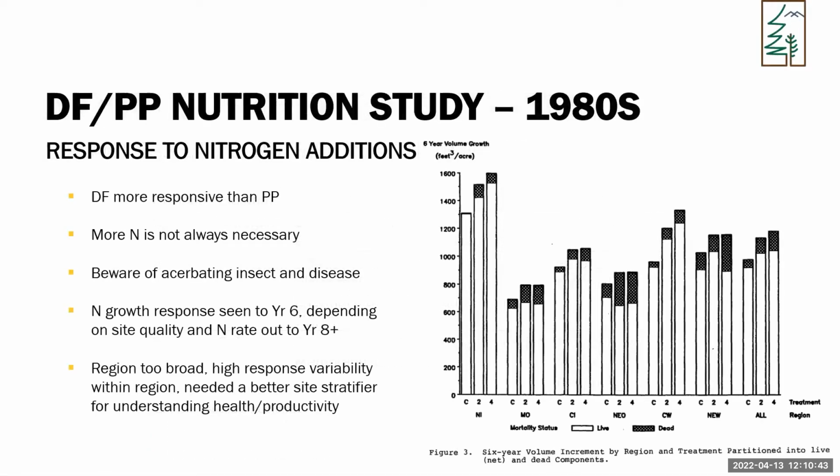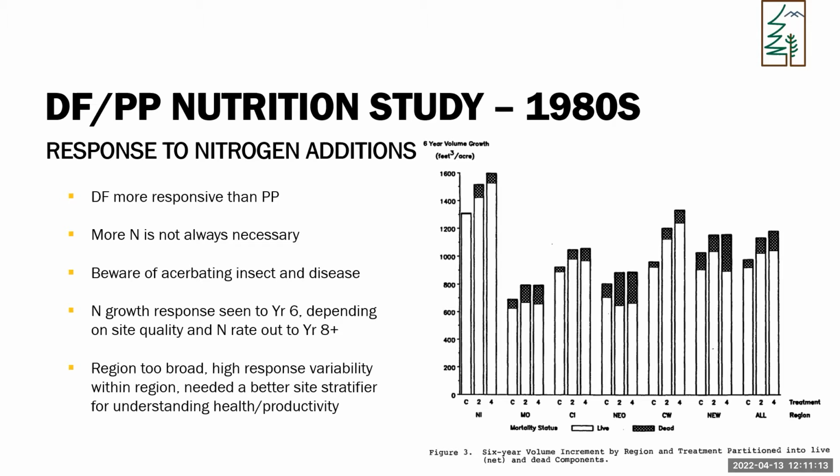And this is when we put in our original study trials. We wanted to understand what are the nitrogen limitations we're seeing and how is it affecting not only growth, but mortality across our region. And so we put in these Douglas fir and ponderosa pine nutrition studies. And we quickly realized that this was considerably more complex than just saying, oh, our species are nitrogen deficient.